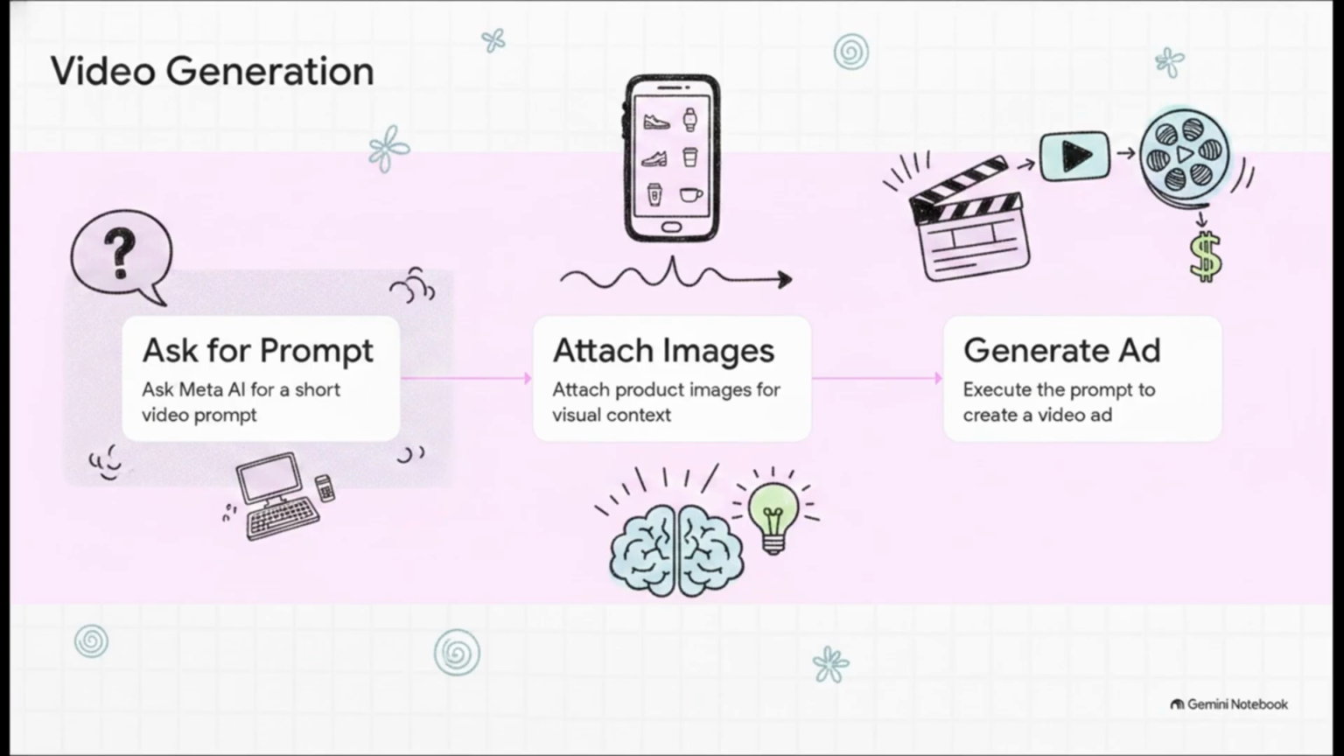You'll open up Meta AI. First, you ask it to generate a short script and a prompt specifically meant for a video format. Then, instead of just feeding it one image, you attach several product images to give the AI way more visual context. Finally, you execute the prompt, and Meta AI's media generation features will actually process those static images into a dynamic, short video advertisement that is just absolutely perfect for social media reels or stories.